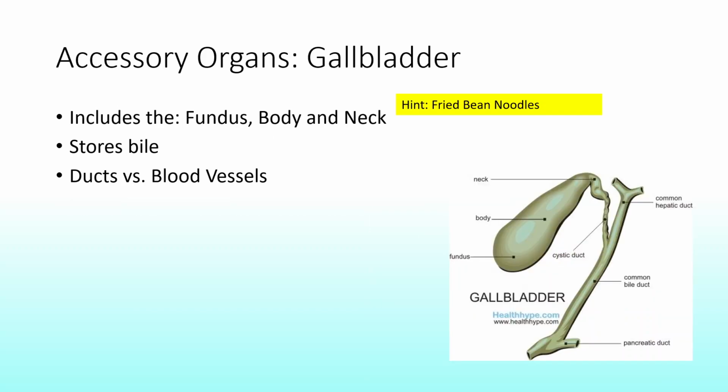Now let's talk about the gallbladder. This is the fundus, the body, and the neck. Okay, it has those 3 parts, and the neck connects with the cystic duct. So a way that I like to remember is to use a mnemonic: fried bean noodles.